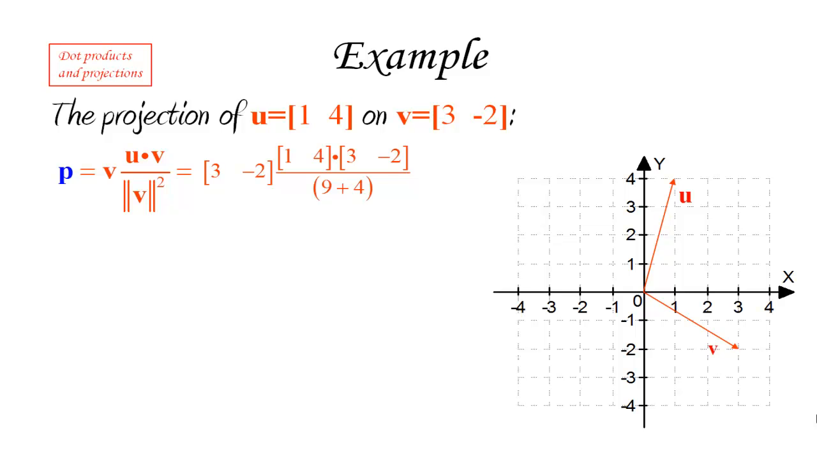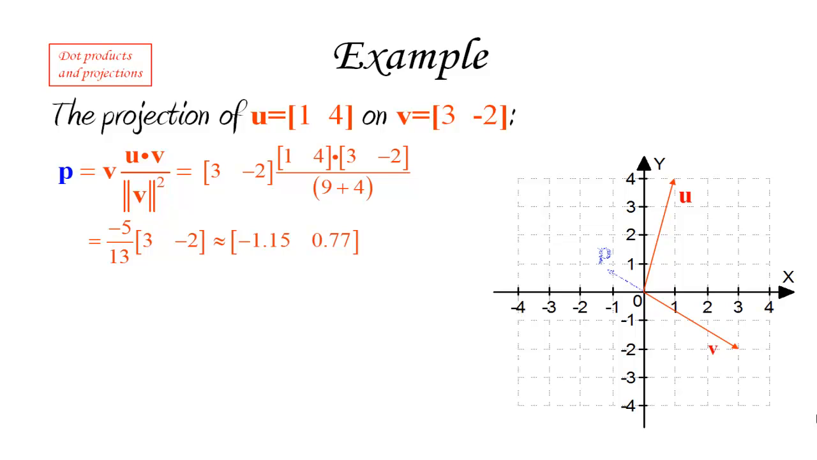Now, the dot product on the top needs to be computed. Remember, it's the sum of the products of the components. So it's 1 times 3 for the first component and 4 times -2 for the second component. If you do the arithmetic, it turns out to be -5. So we end up with this vector being -5 over 13 times the vector (3, -2). If you want to see how much that is, you can plug it in your calculator. It turns out to be approximately -1.15 in the first component and 0.77 as the second one.